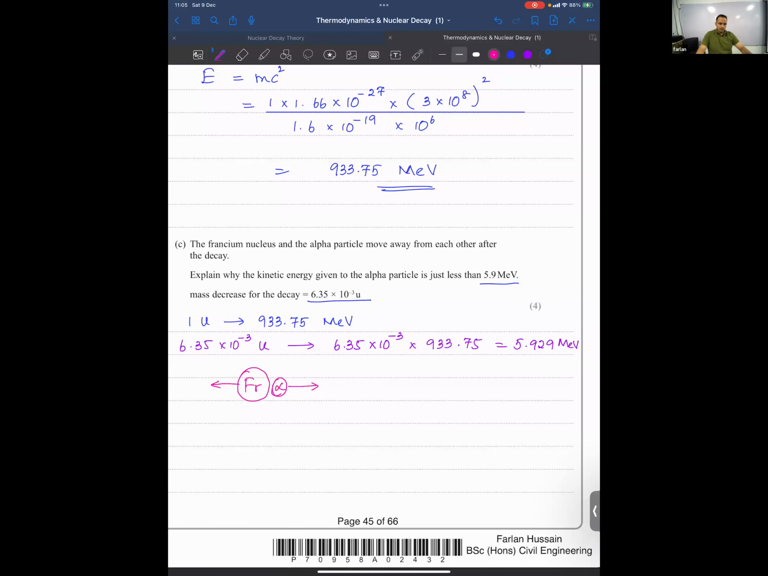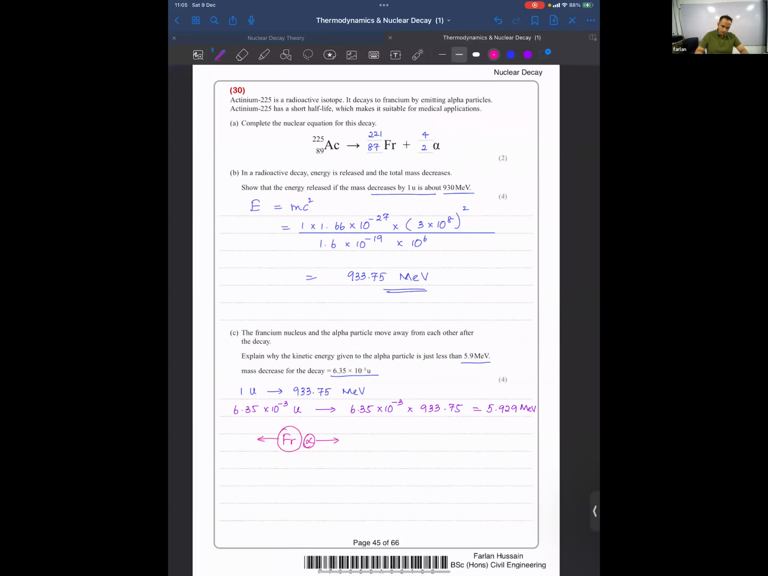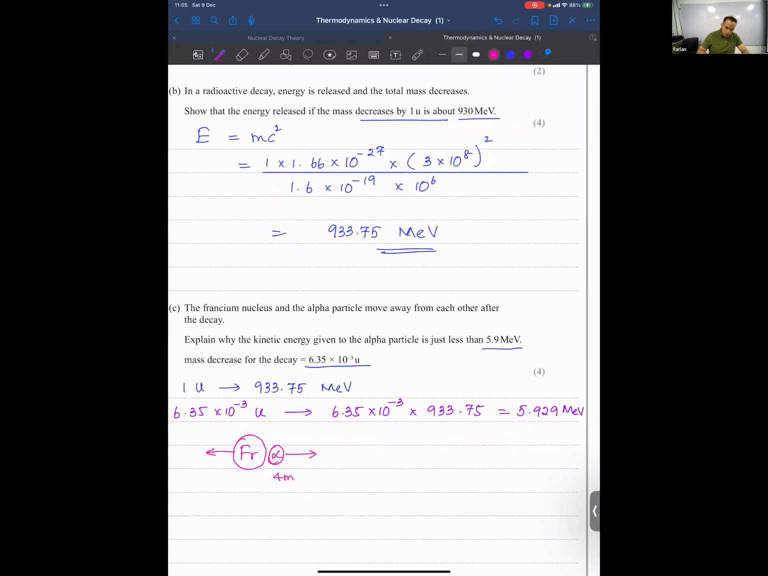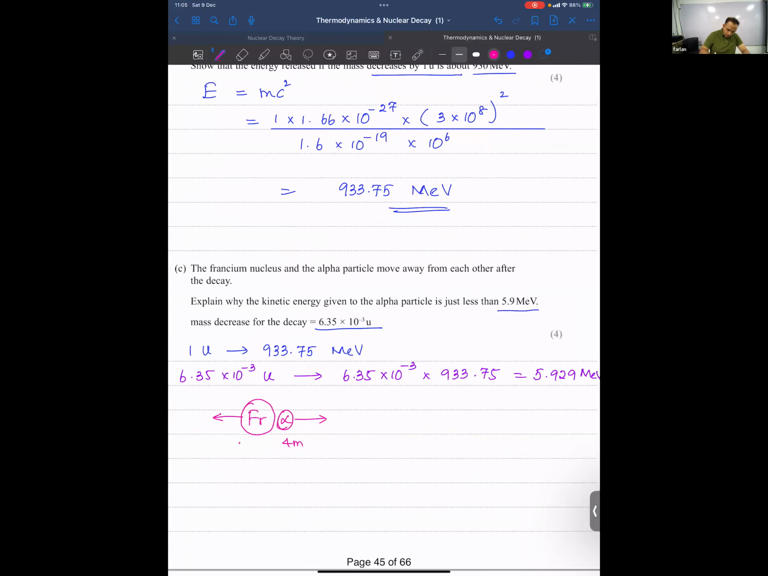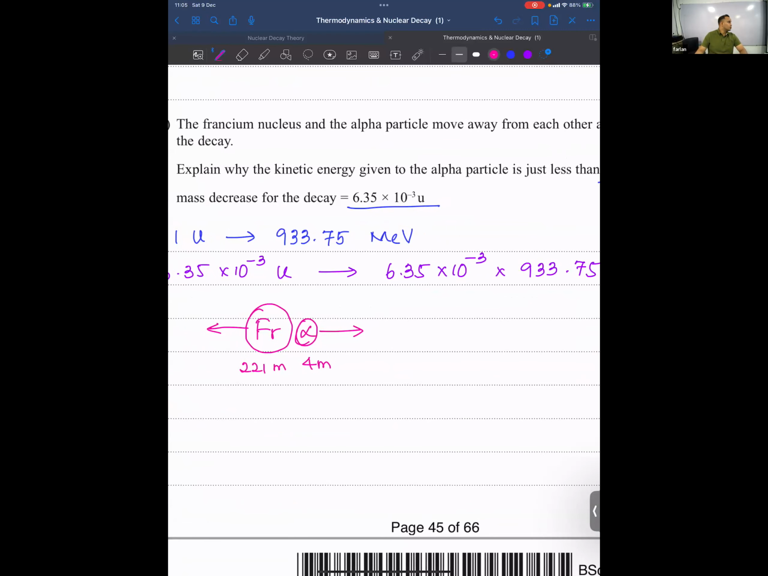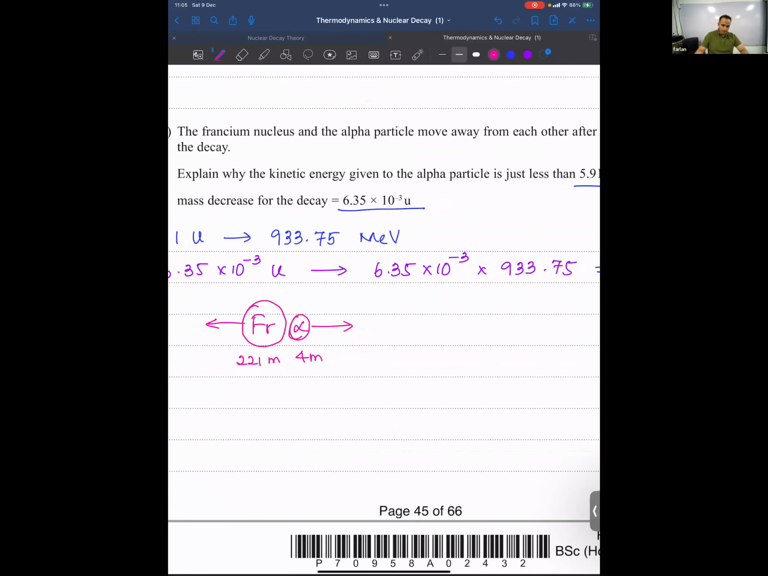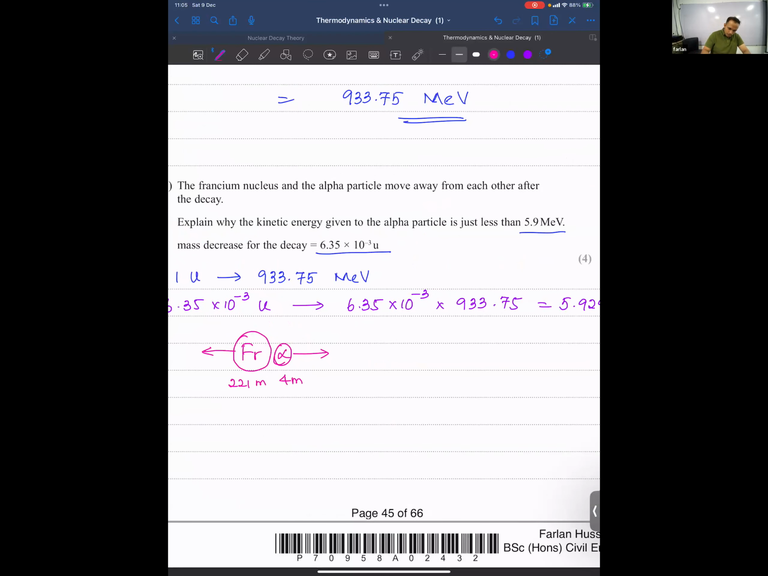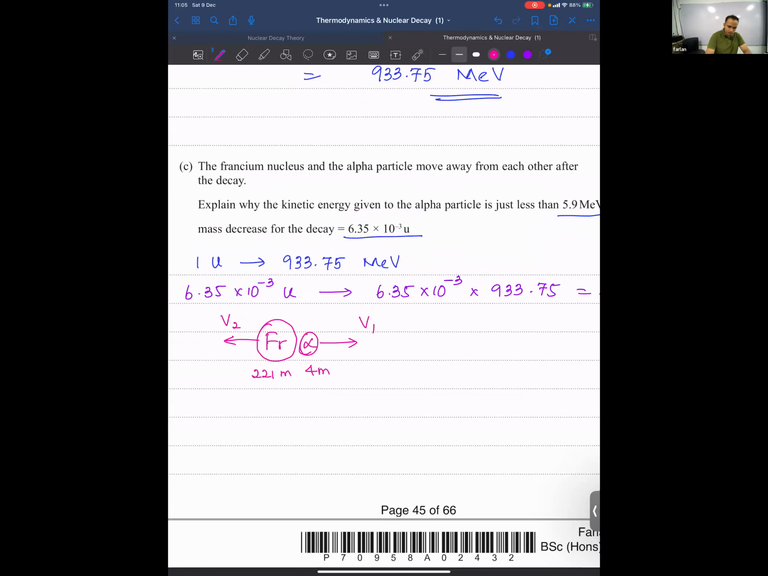So if I take the mass of the alpha particle to be 4m, the mass of the francium is 221m. Am I right? If I consider the momentum to be conserved, if I take the speed of the alpha particle to be V1 and the speed of the francium nuclei to be V2, by considering the principle of conservation of linear momentum to the right.